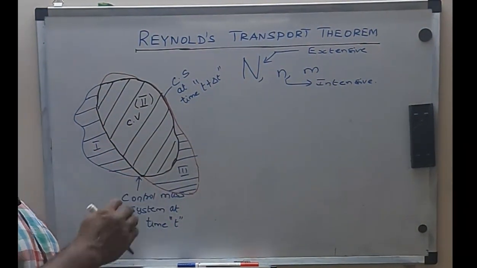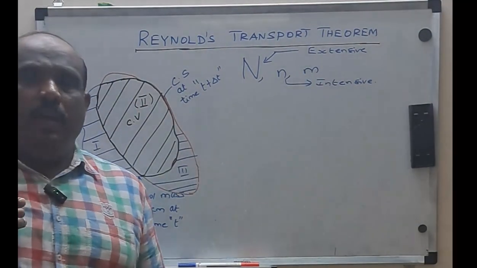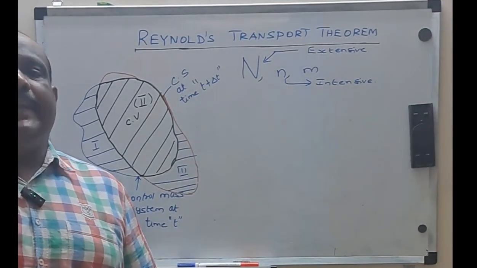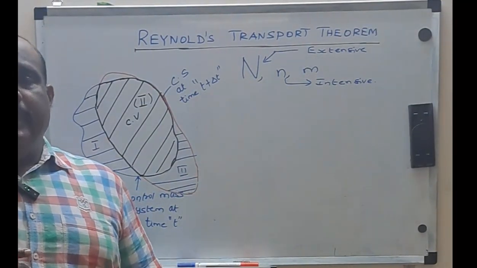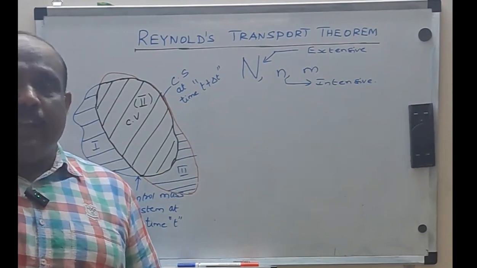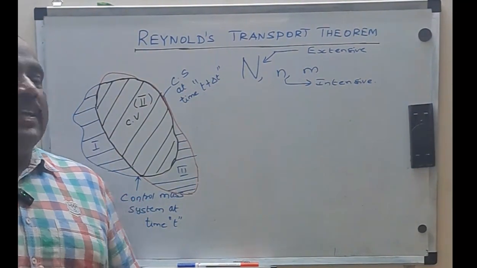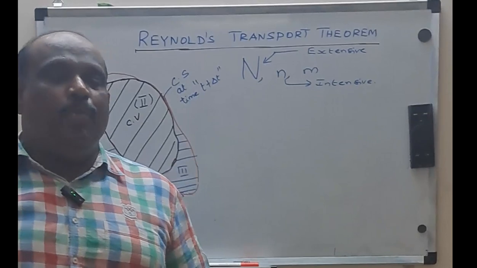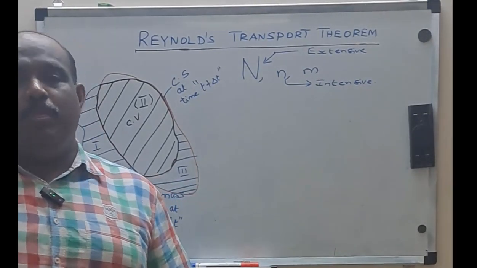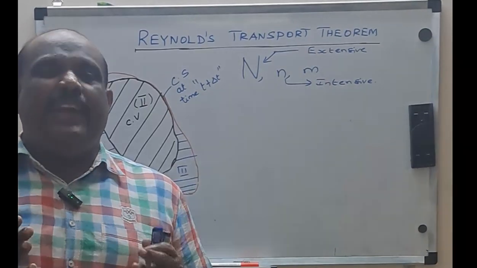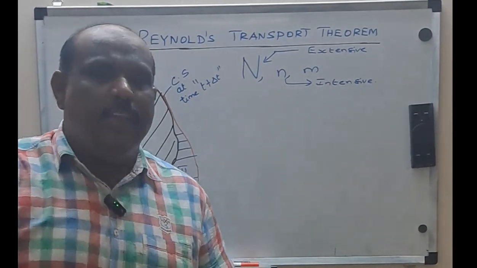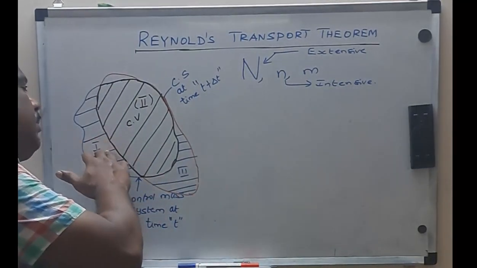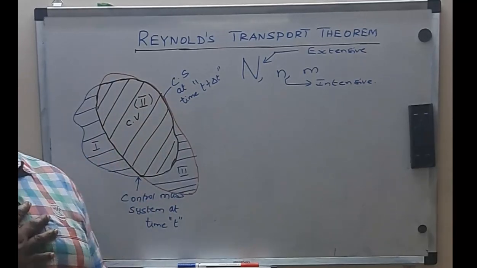So I will repeat once again. The blue color curve is the control system volume at time t, and it takes a new shape in red color at time t plus delta t. And the delta t should almost approach 0, which means the red color curve should almost merge with the blue color curve, but should not merge. In such a case, the common area between the blue color curve and the red color curve is nothing but my required control volume.